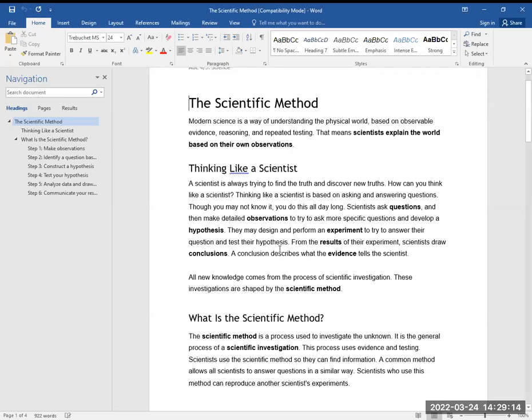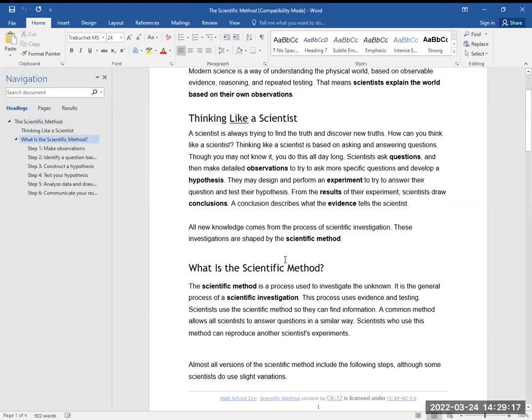So now we have this section called thinking like a scientist. And a scientist is always trying to find the truth and to discover new things. They are curious about the world. That's what makes them unique, right? So how can you think like a scientist? Thinking like a scientist is based on asking and answering questions, like a little kid. A scientist is almost like a little kid who grew up with the same curiosity and kept that curiosity. Like, do you ever look at something and think, oh, I wonder how this works?